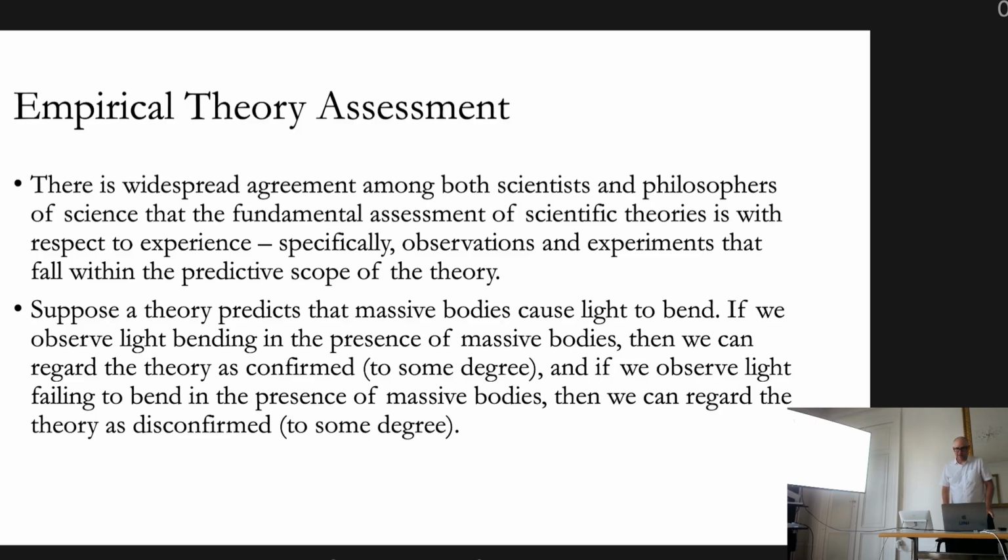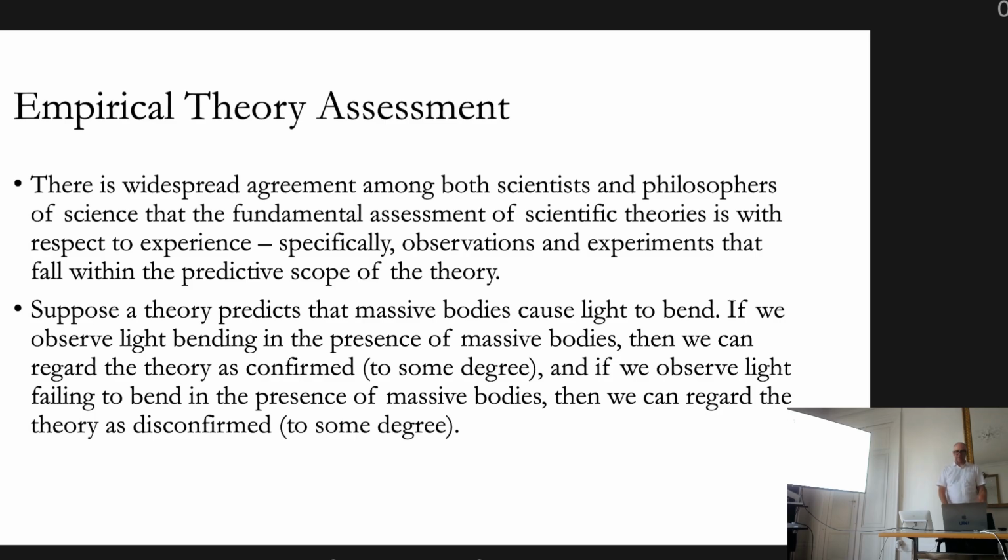Okay, so nowadays when we look at scientific methodology, we find widespread agreement among both scientists and philosophers of science that the fundamental assessment of scientific theories is with respect to experience, observations, experiments, that sort of thing. But observations and experiments of things that fall within the predictive scope of the theory, that's what we regard as evidence for the theory. So, for example, just a simple random example, if we have a theory of general relativity that predicts that massive bodies cause light to bend, then if we observe light bending in the presence of massive bodies, then we can regard that theory as confirmed, perhaps to some degree, if we think of things in a more Bayesian way.